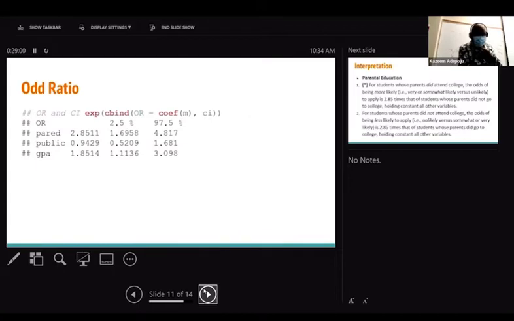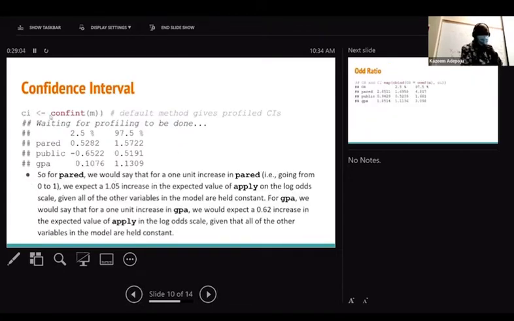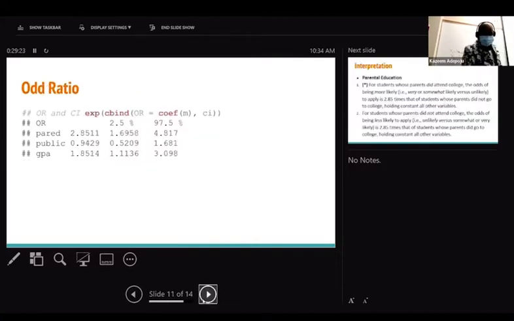Now, if you take a look at what we have here, this is a confidence interval of the log odds estimate. Confidence interval of the log odds. If I want to remove the log, what am I going to do? I'm going to do exponentiation. Take a look at this. I want to find the odds ratio.